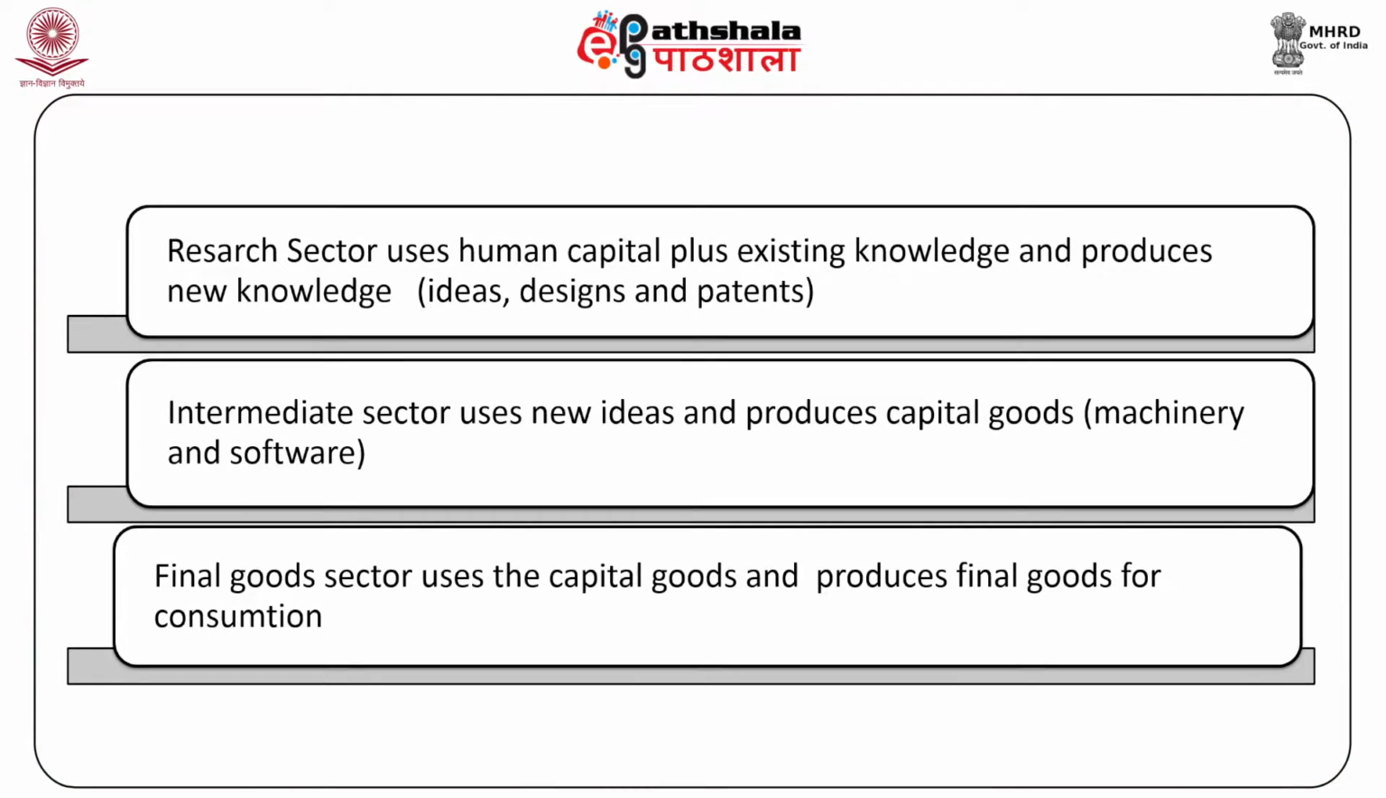There are four basic inputs in the Romer growth model, that is physical capital K, labor L, human capital and level of technology. The macroeconomy is modeled in terms of having three sectors which are related in the manner suggested in figure 1. First, the research sector uses human capital plus existing knowledge and produces new knowledge, that is, ideas, designs and patents. Second, the intermediate sector uses new ideas and produces capital goods, that is, machinery and software. And thirdly, the final goods sector uses the capital goods and produces final goods for consumption.